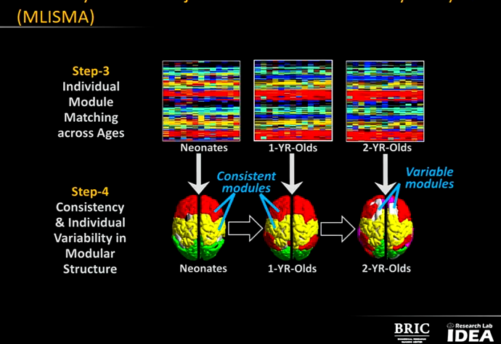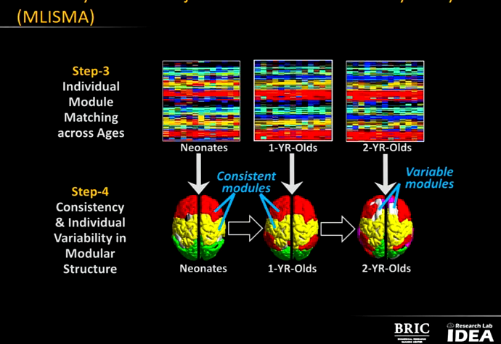You can see for the neonates, these columns are different subjects. You can see the functional modules are very consistent across different subjects, but you can also see the individual variability in terms of the module assignment. Also, we repeated our method on the data of 1-year-olds and 2-year-olds. Of course, this is a longitudinal study, so each subject is the same.